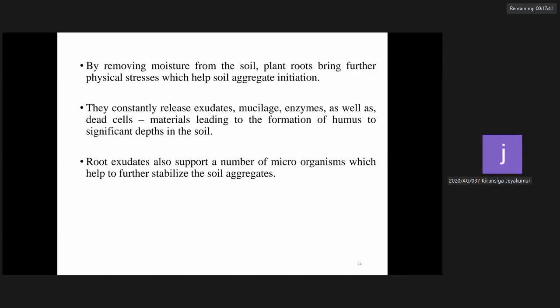By removing moisture from the soil, plant roots bring further physical stress which helps soil aggregate initiation. They constantly release exudates, mucilage, enzymes, as well as dead cells, materials leading to the formation of humus to significant depths in the soil. Root exudates also support a number of microorganisms which help to further stabilize the soil aggregates.